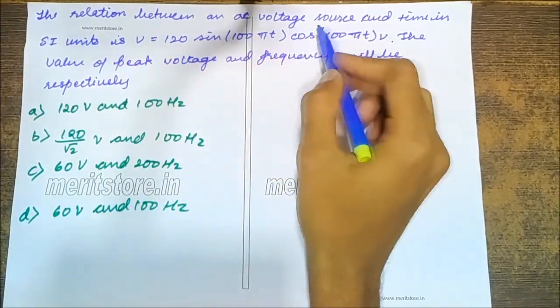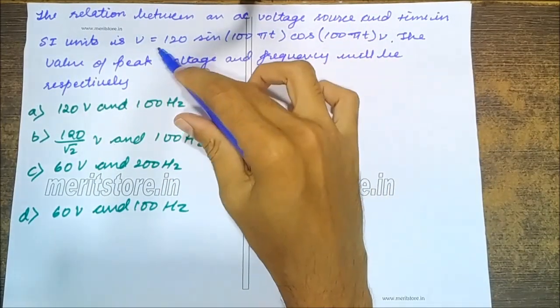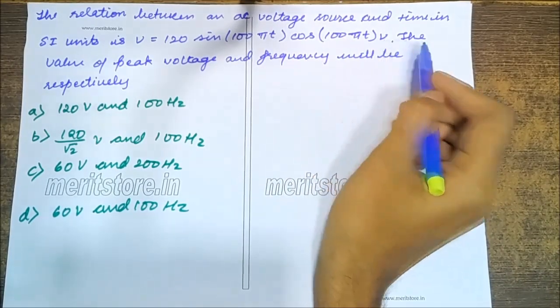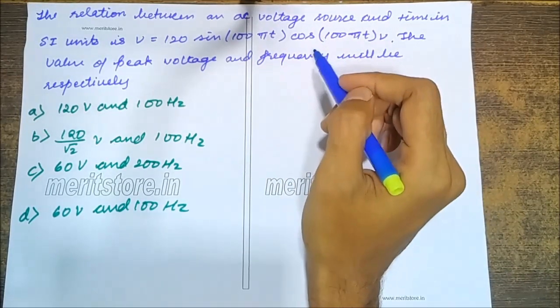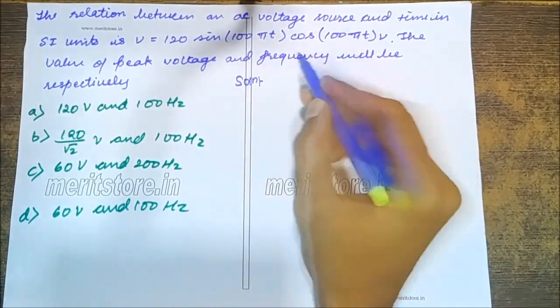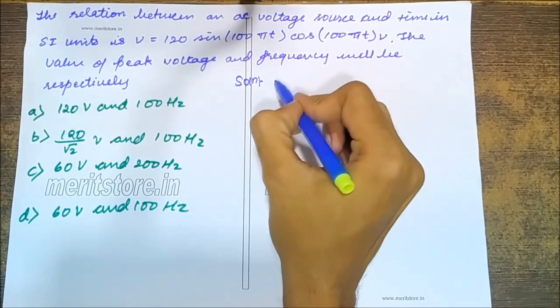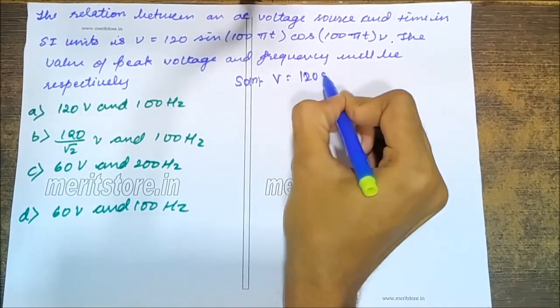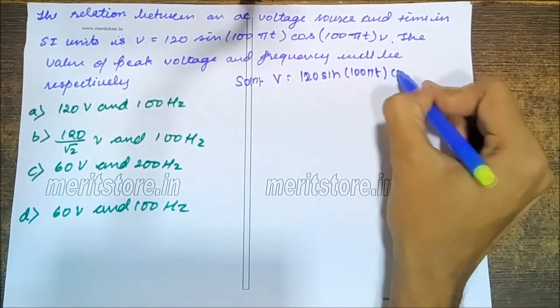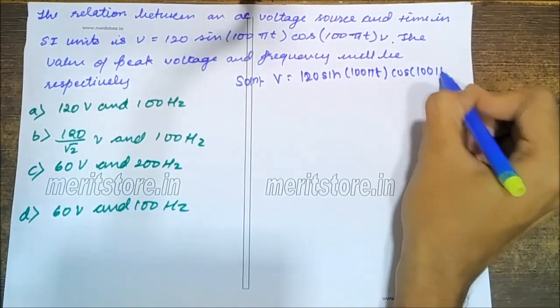The relation between an AC voltage source and time in SI units is V equals 120 sin 100 pi t into cos 100 pi t. The value of the peak voltage and the frequency will be, respectively. Okay, so we have to find the value of the frequency and the voltage. The given equation is V equals 120 sin 100 pi t into cos 100 pi t.